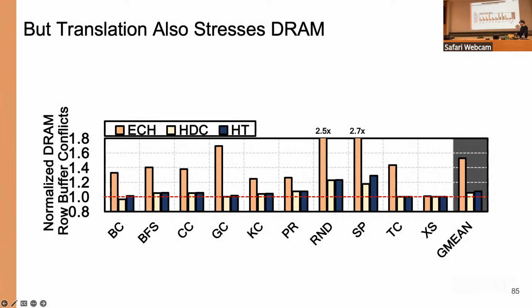Radix tends to touch page table entries in a relatively structured way compared to, for example, the ECH, which spreads entries out more aggressively. That reduces latency per walk, but scatters accesses across DRAM rows. And this results in the ECH increasing row buffer conflicts, while HTC and HT slightly reduce them versus the radix.